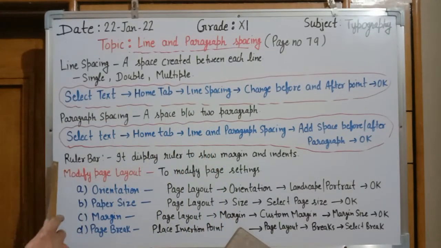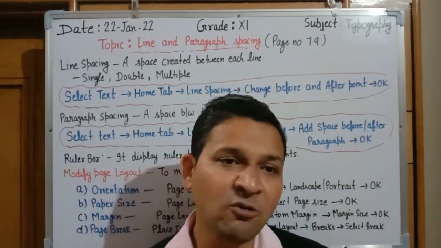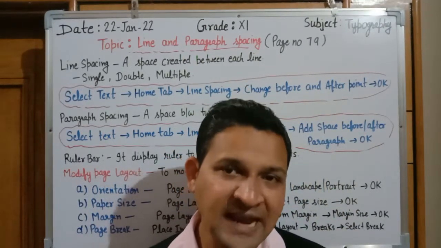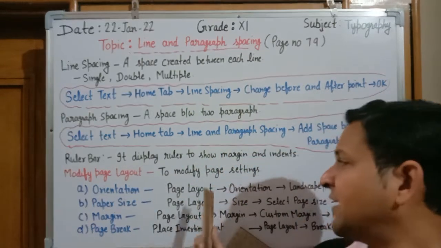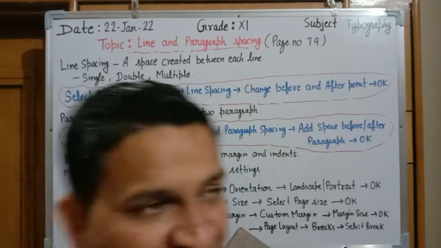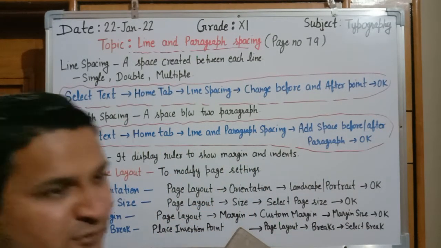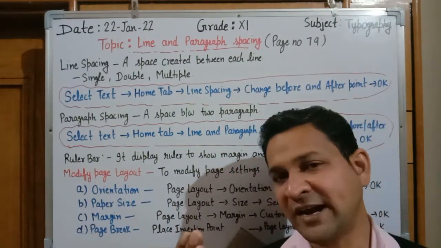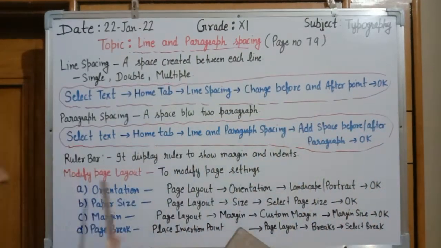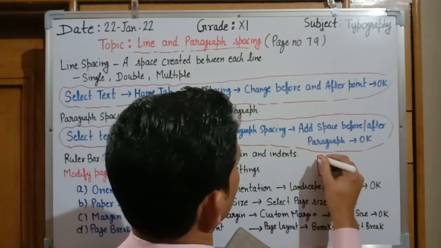Now come to the next part, that is ruler bar. Ruler bar is the symbol that will display the ruler. It means a scale that will represent the margin space and indents. That is known as show margins and indents. Indents means a spacing from left side, a spacing from right side. This is shown by the ruler bar. Ruler bar will be of two types. It can be in horizontal form also and vertical form also.